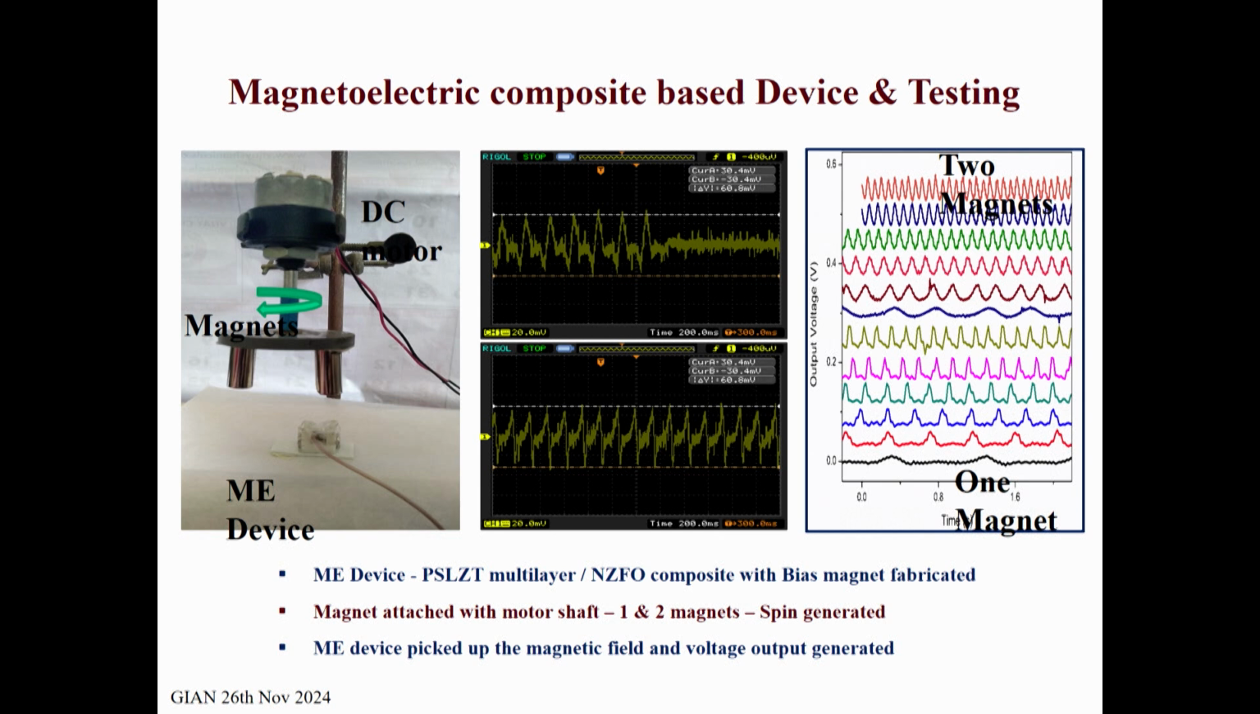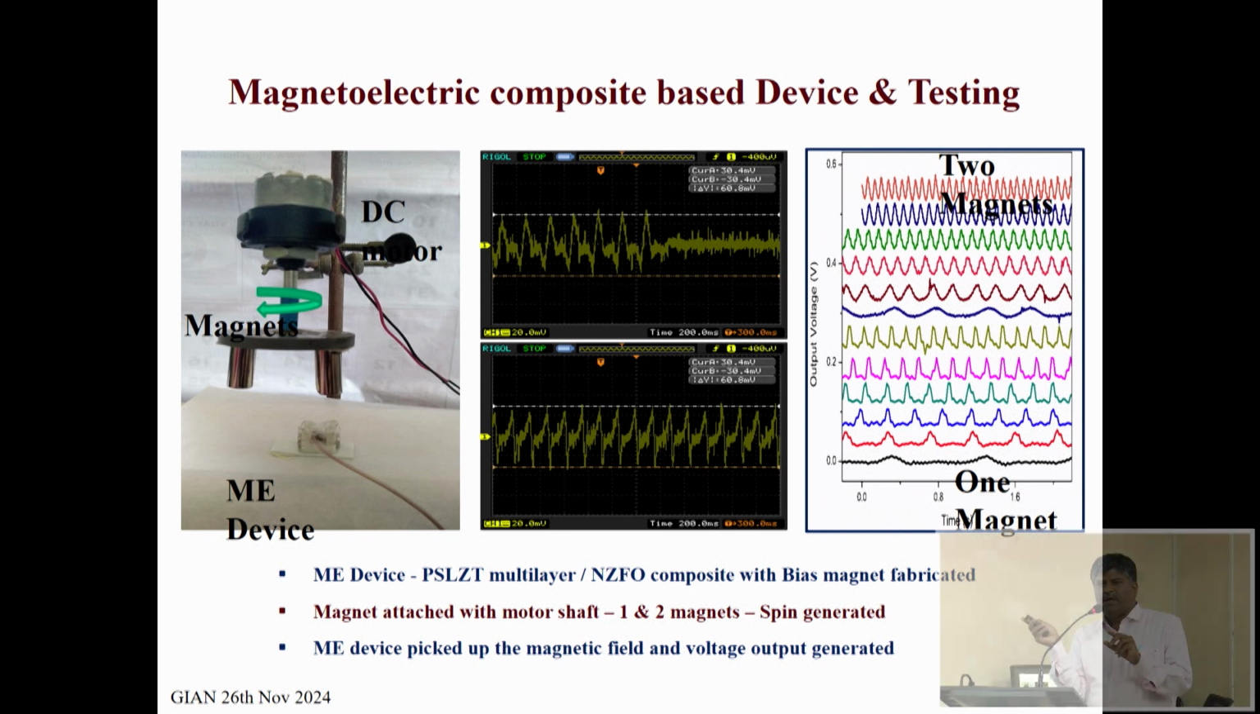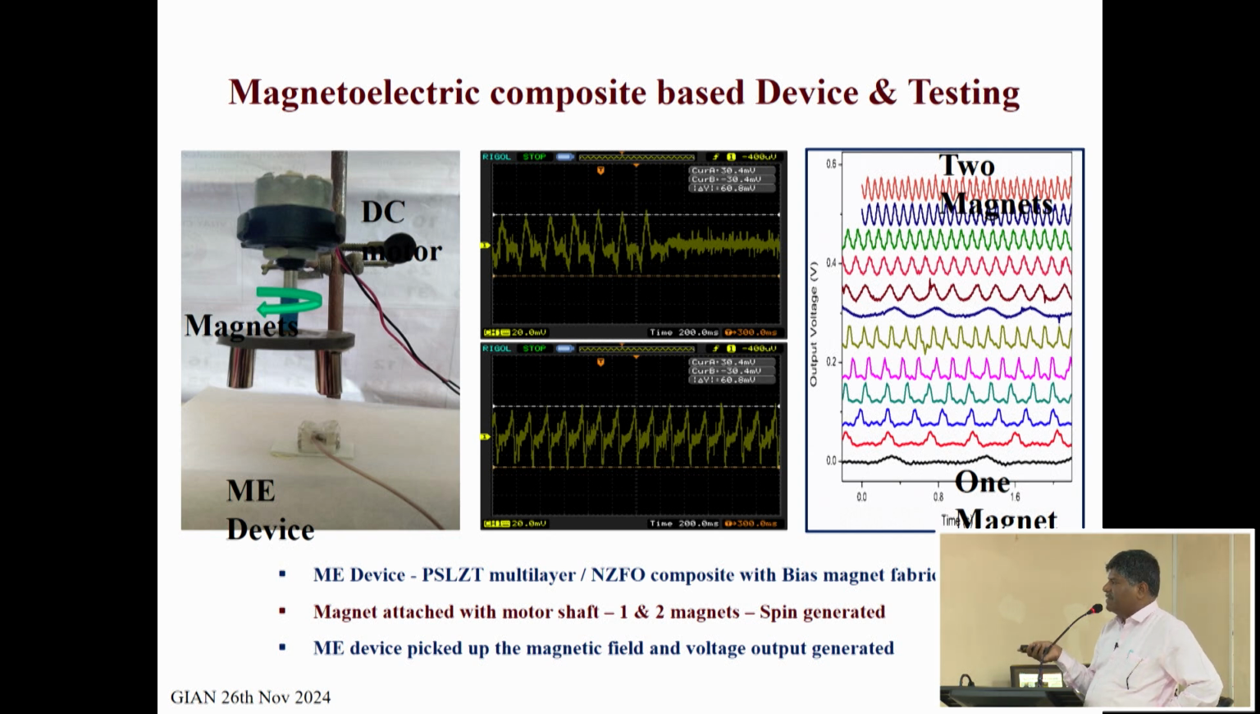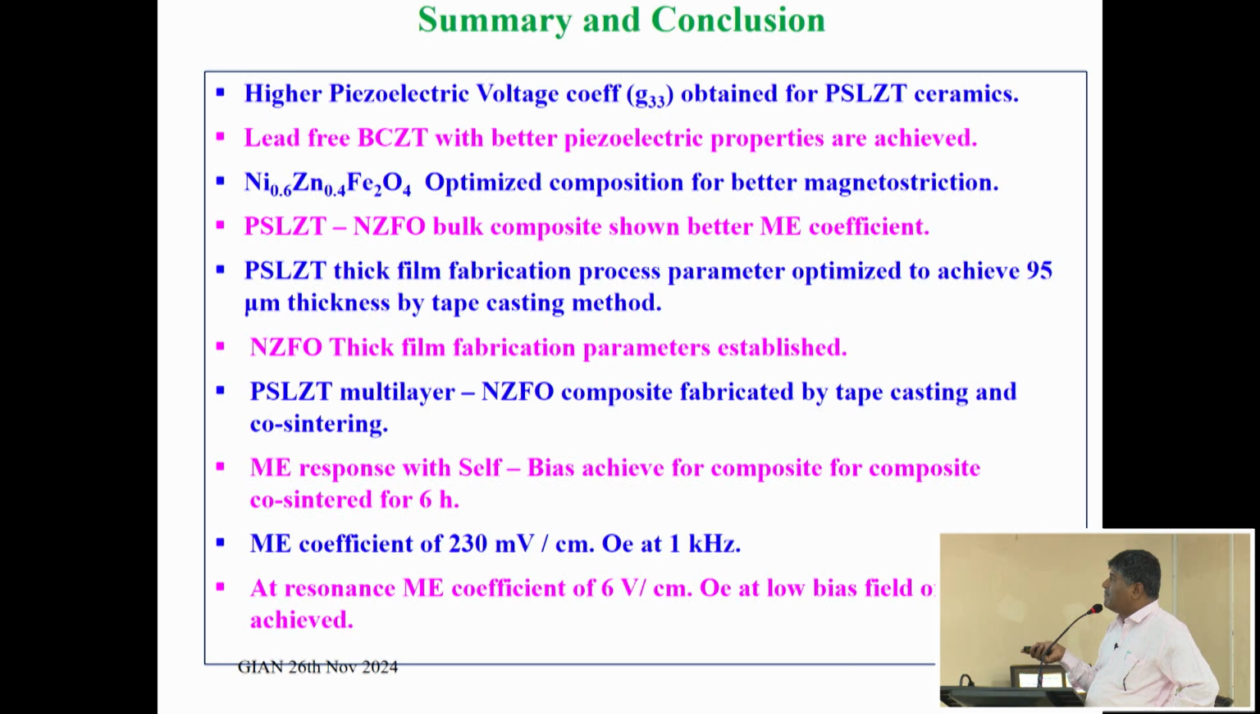We have also tried a device based on this. This gives its ME performance because this is the nickel zinc ferrite. It gives its performance at a relatively weak or smaller magnetic field. So you can call it a self-operating device, a self-biased device also. So these are some of the points we could get.